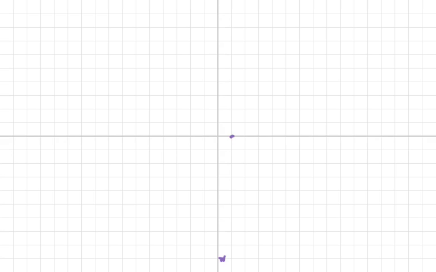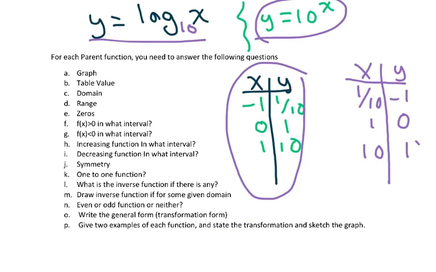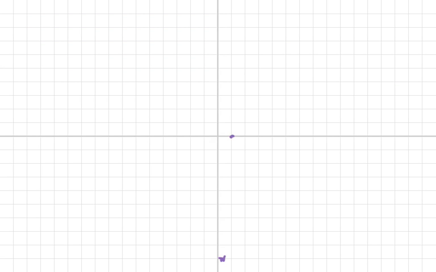Then we've got 10 goes to, let's see, let's go back. So 10 goes to 1. So we go all the way down to 10. So this is 1, 2, 3, 4, 5, 6, 7, 8, 9, 10. So basically right around here. So there's your log function.